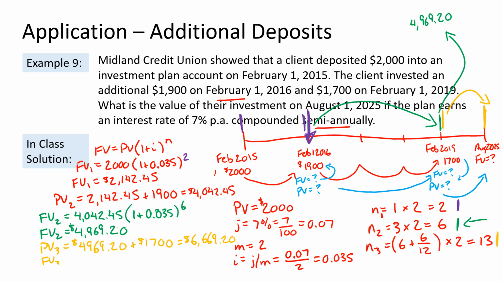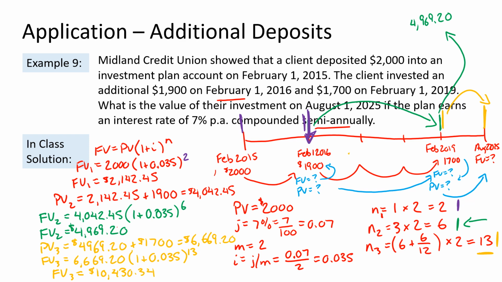Our future value for our third one is equal to our present value, $6,669.20, times 1 plus our periodic rate of interest, 0.035. It did not change. Raised to the exponent 13 this time, remember, because we did our last calculation for n, because we're going 6.5 years into the future. If you calculate this out, you get our future value at the final point in time to be $10,430.34.